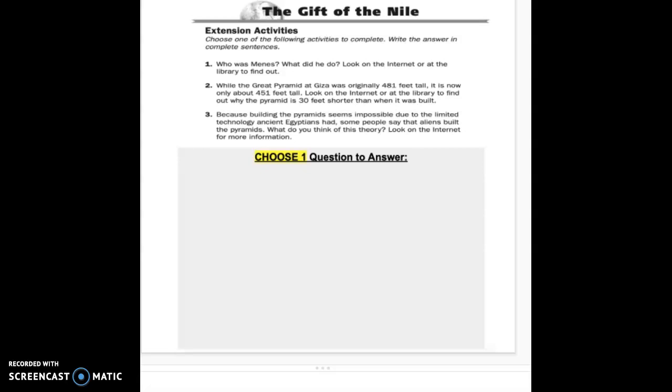Choice 2. While the Great Pyramid at Giza was originally 481 feet tall, it is now only about 451 feet tall. Look on the internet or at the library to find out why the pyramid is 30 feet shorter than when it was built. And choice 3.